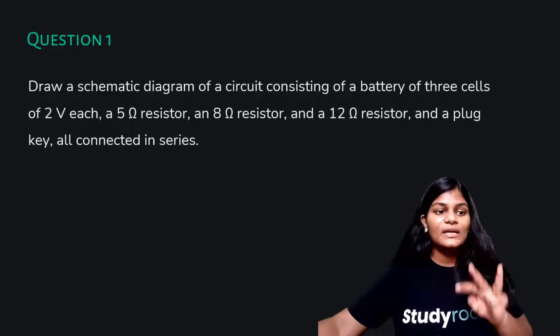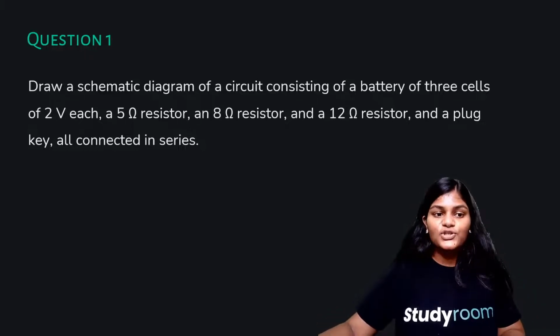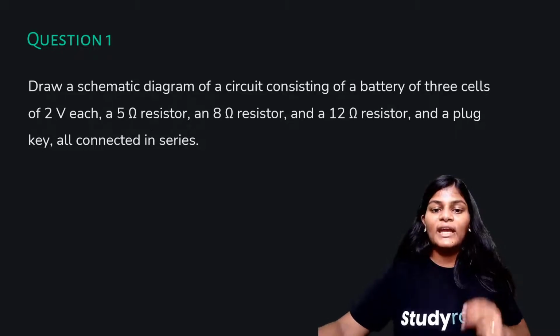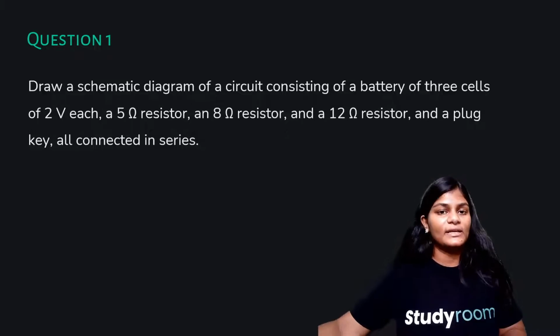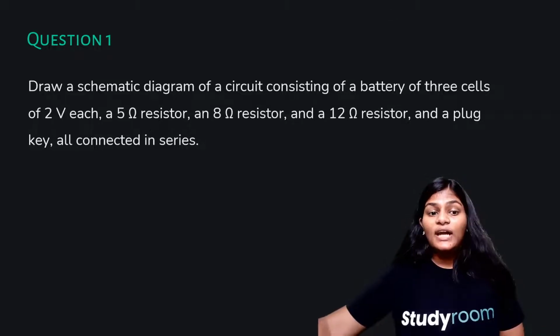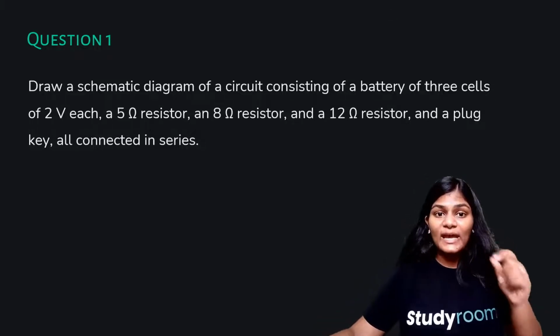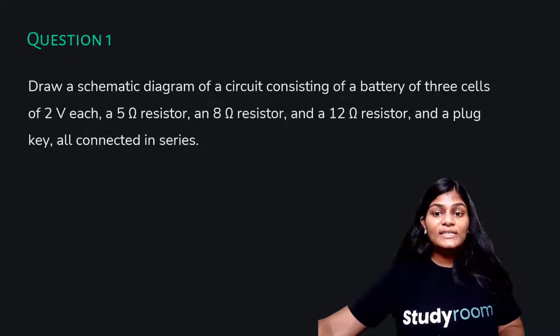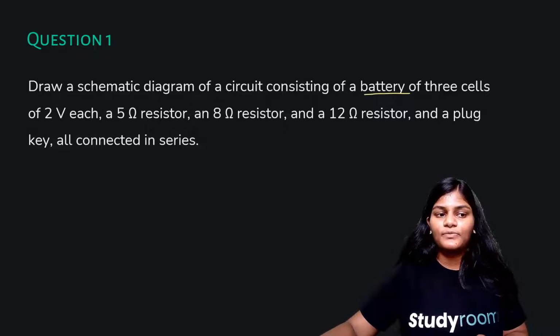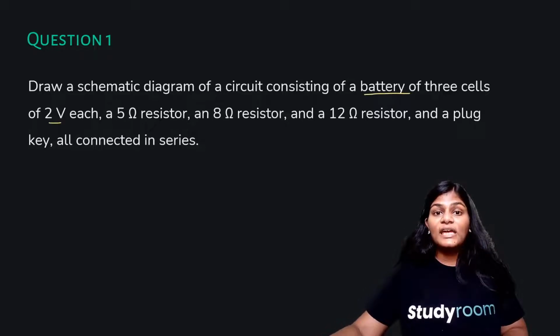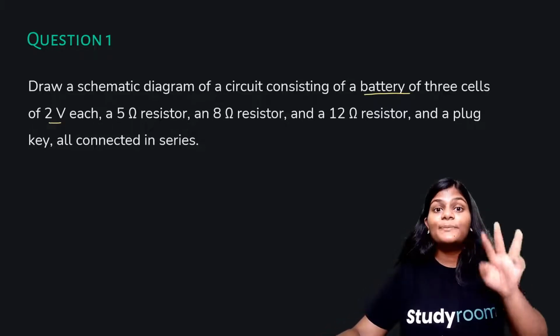Okay. Now, the next question says, draw a schematic diagram of a circuit consisting of a battery of 3 cells of 2 volt each, a 5 ohm resistor, an 8 ohm resistor and a 12 ohm resistor and a plug key all connected in series. Okay. Now, what we have to take care about in this question is, does it say that a battery of 2 volt is connected? No, right? It is saying that the battery is made up of 3 individual cells.